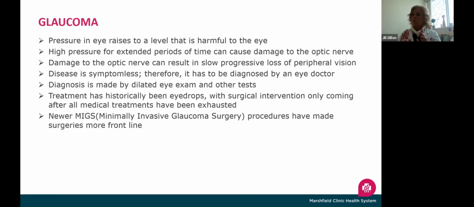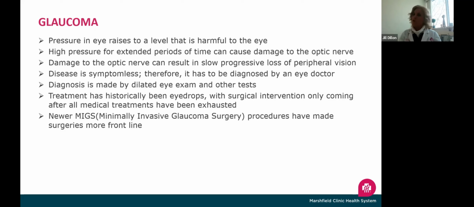If glaucoma were to go unchecked for many, many years, it can cause a tunnel-like vision. But fortunately, if you're going for a regular eye exam, glaucoma should be picked up before it ever really causes you any real damage to your eye. Now, in some cases, very few cases, it can progress no matter what we do. But in most cases, as long as you're having a regular dilated eye exam and other tests done, we'll go ahead and pick that up.